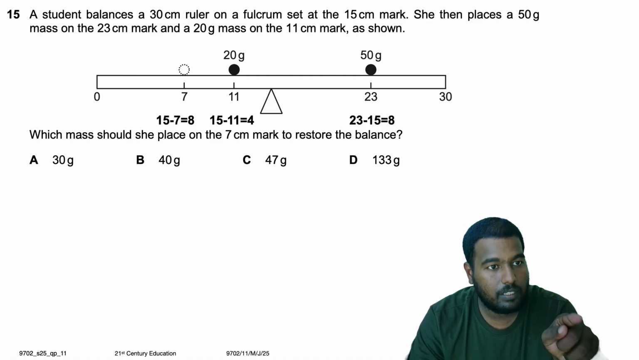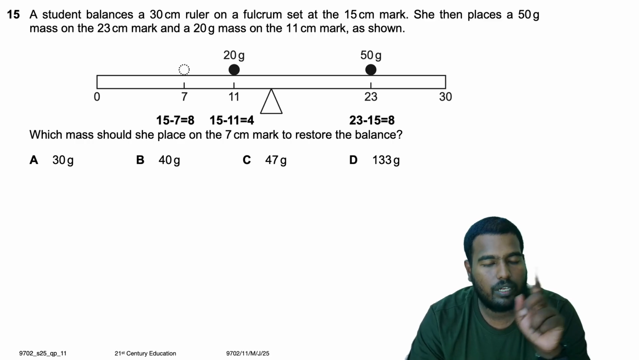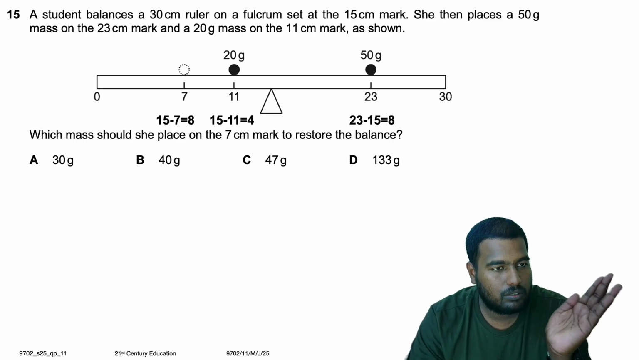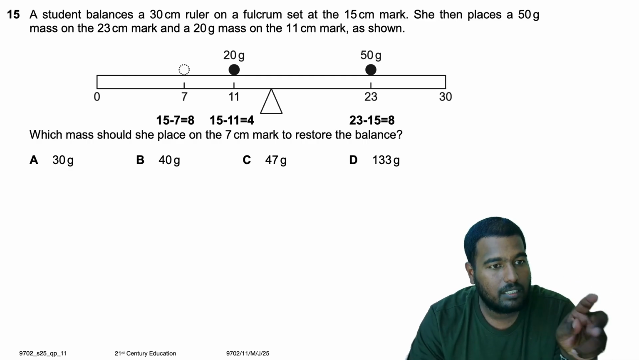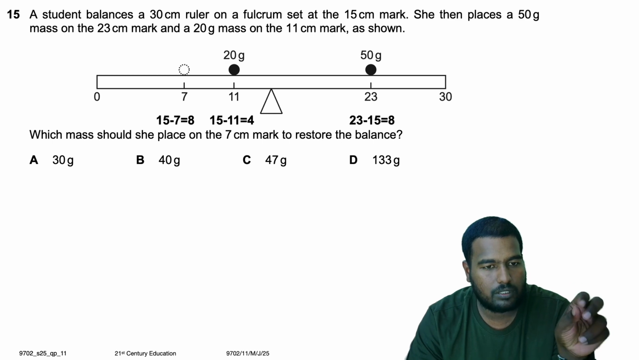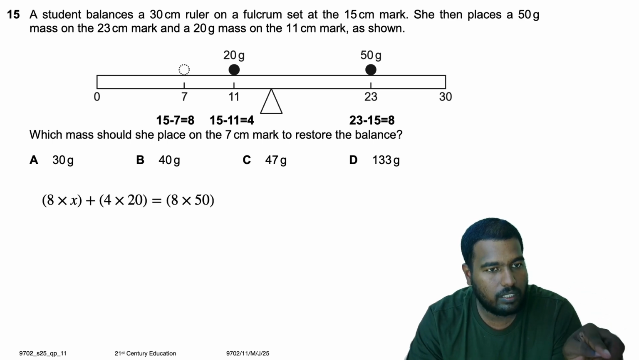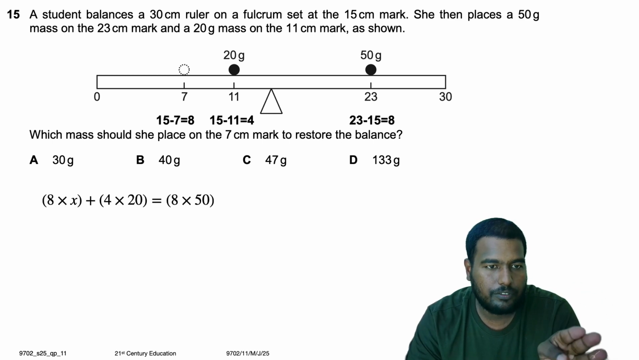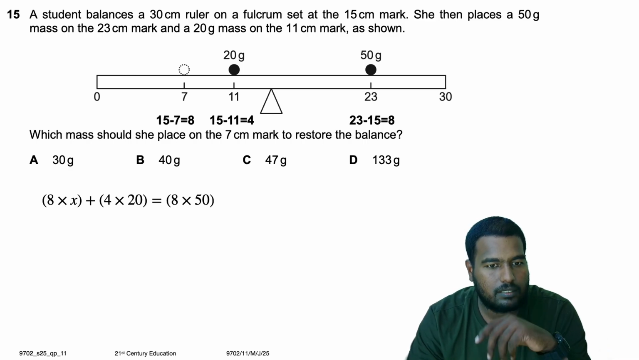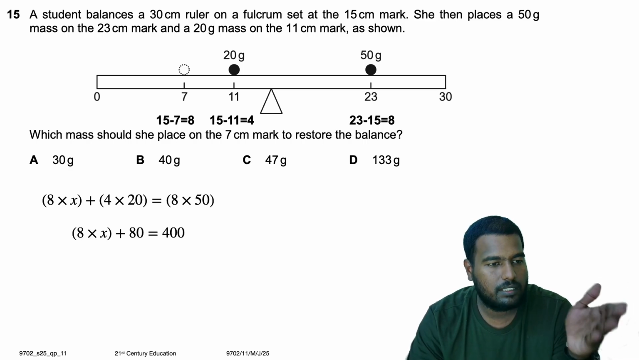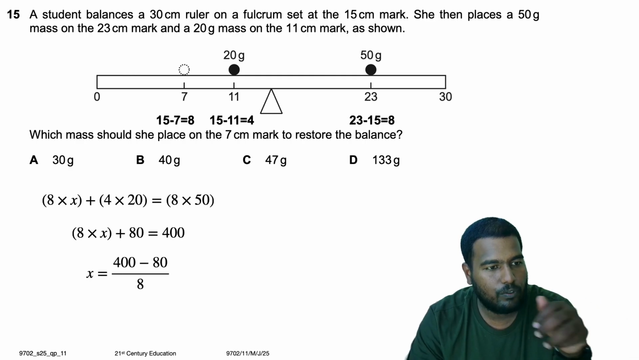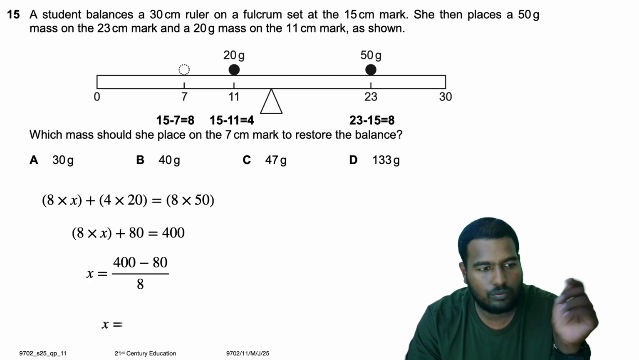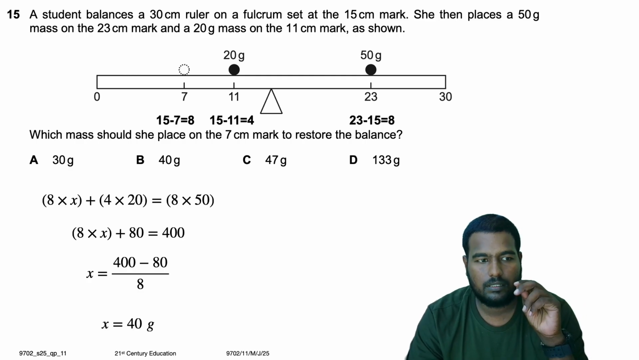So the second one is 15 minus 11, which is 4. This one is 23 minus 15, which is 8. So what is this mass on the 7 centimeter mark, which is 8 centimeter from the pivot's position? So 8 into x plus 4 into 20 is equal to 8 into 50. Okay, so we'll just rewrite this equation. 8 into x plus 80 is 400, and x will be 400 minus 80 by 8. So 40 gram is the answer.